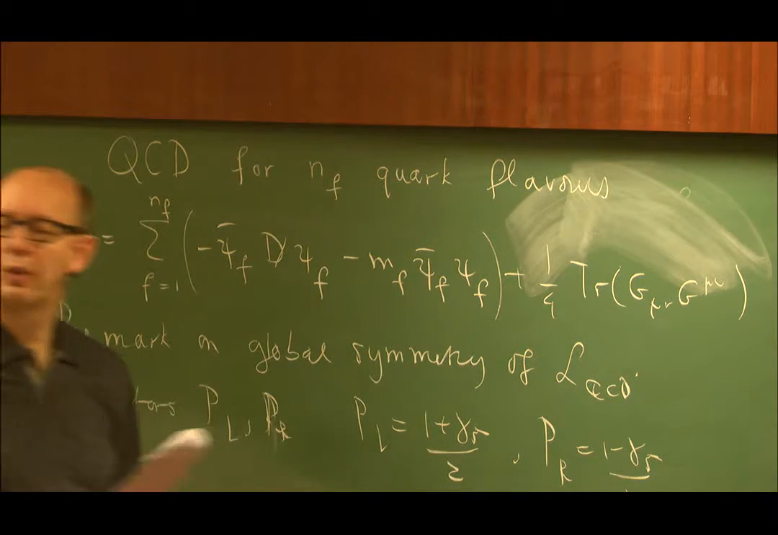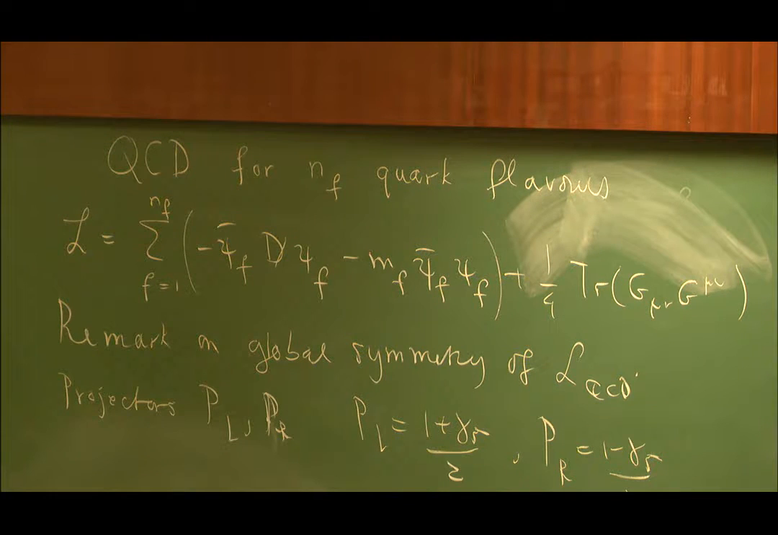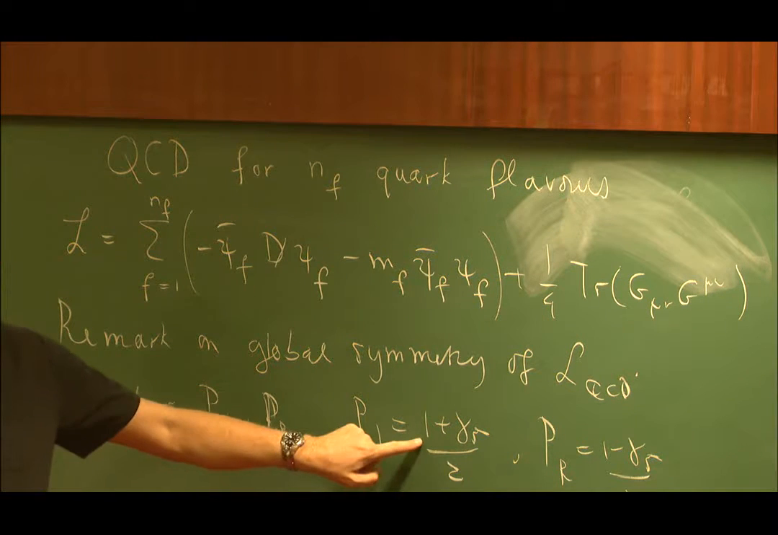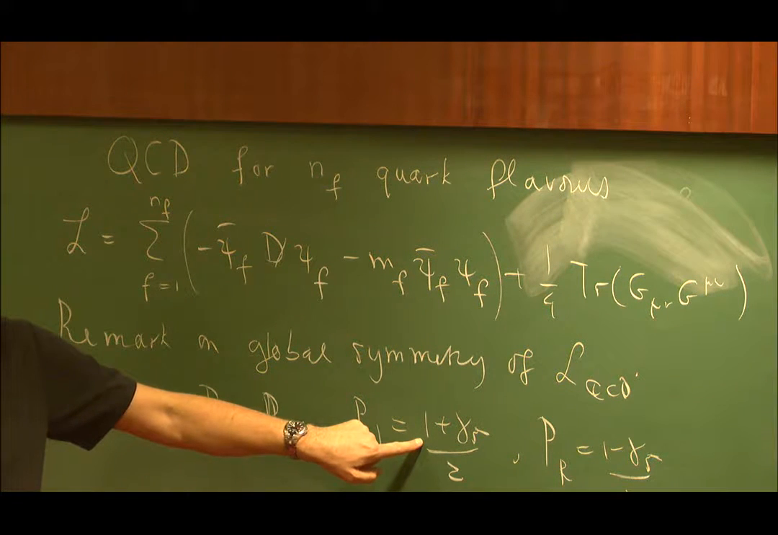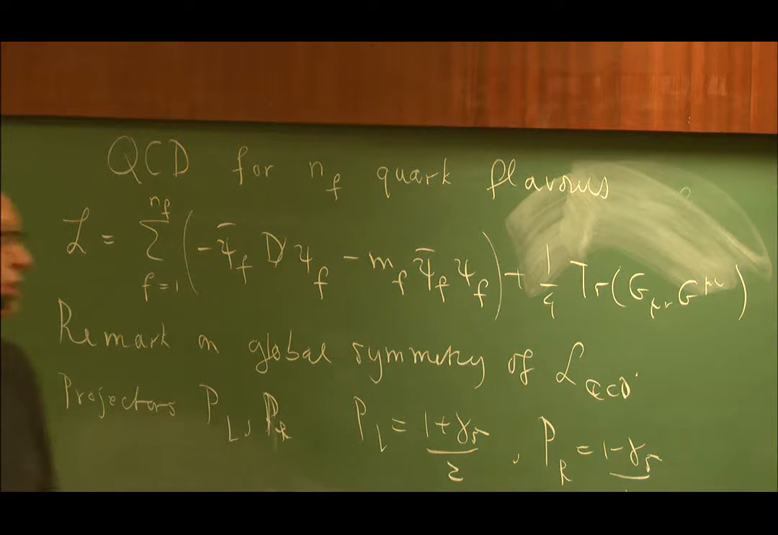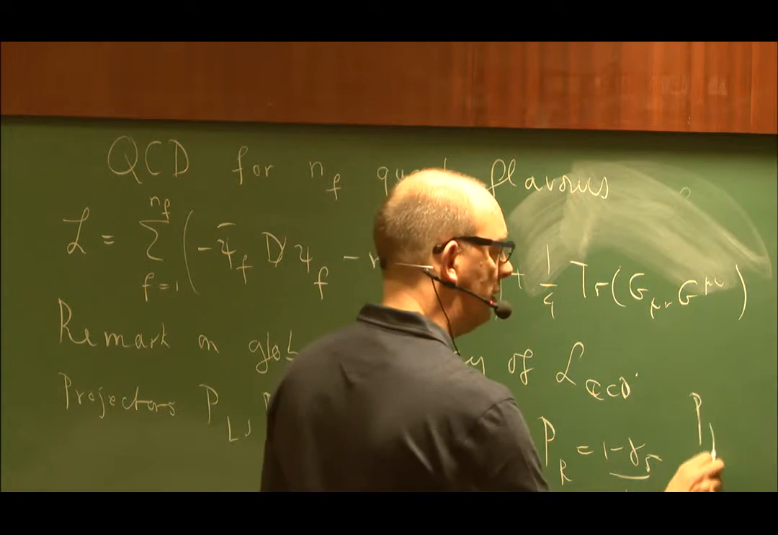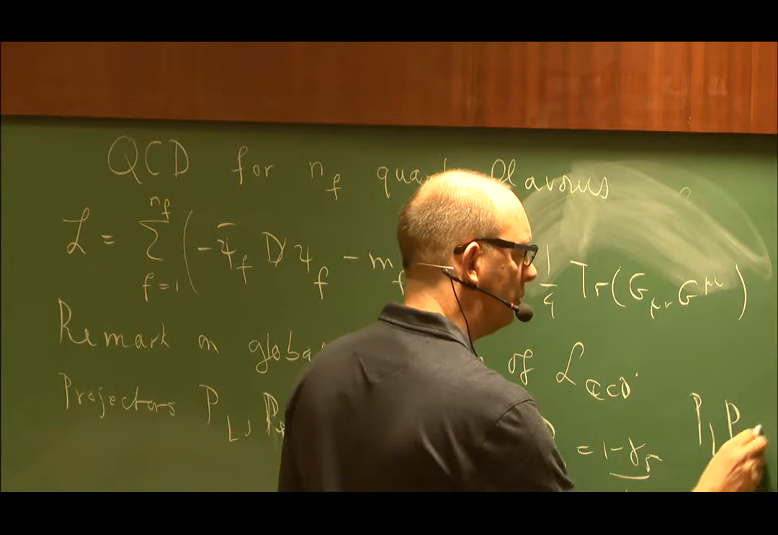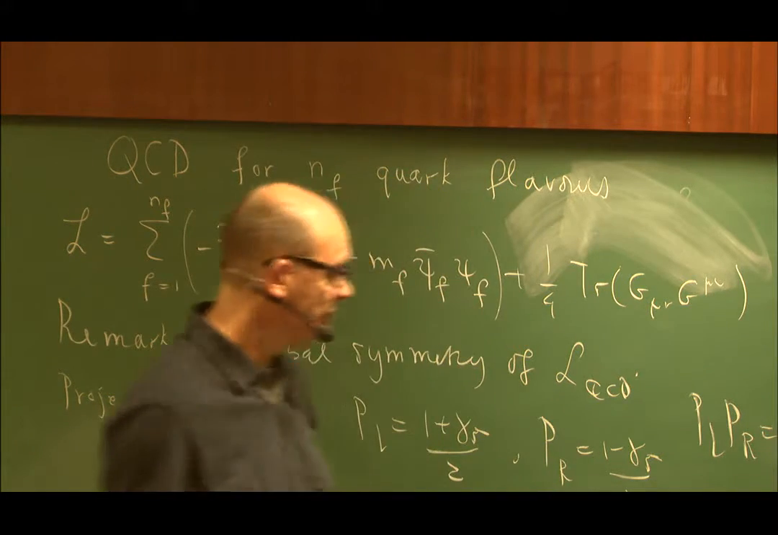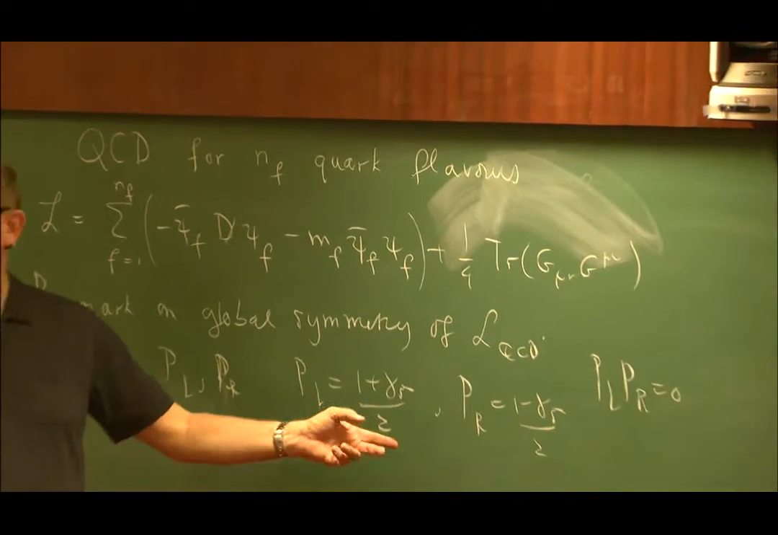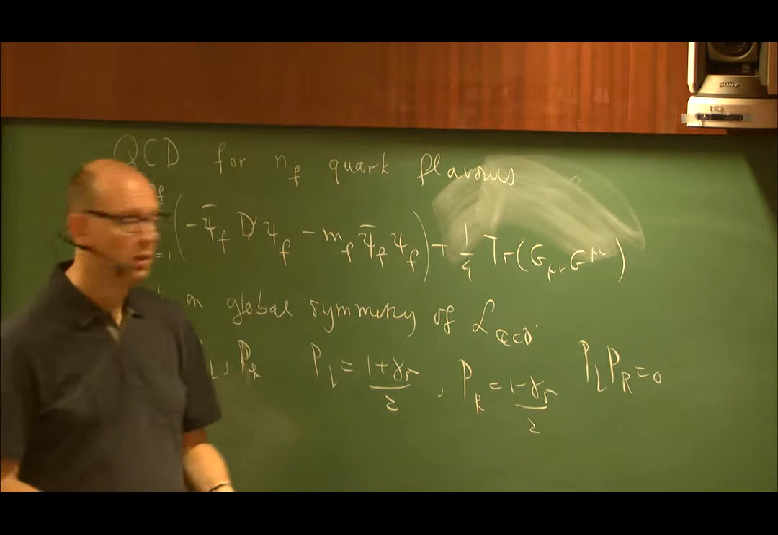Have you seen this before? Yeah? Gamma 5 squared is 1, and it commutes with all the other gammas. This one is, of course, not a 1, it's a 4-dimensional one. And they have nice properties: PL times PR is 0, so they're orthogonal, and they're idempotent. PL squared is PL, PR squared is PR, and the sum is 1.